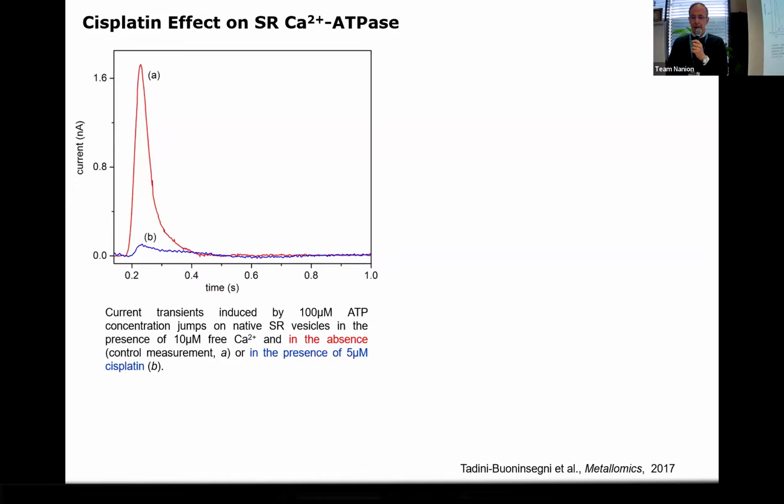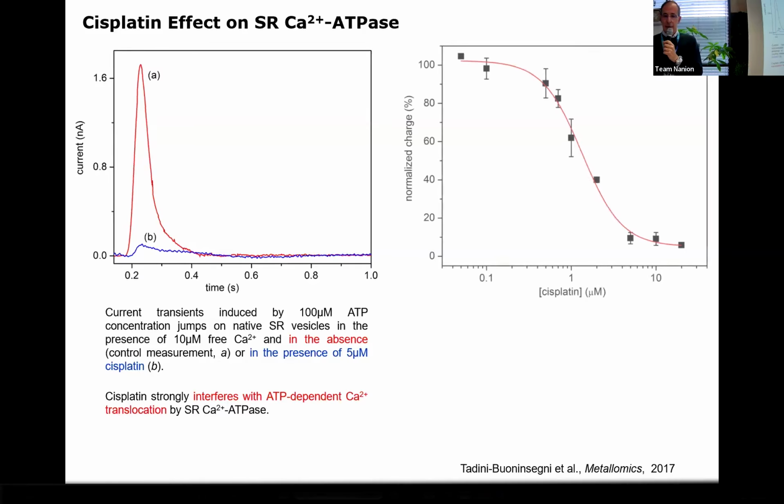And we found that 5 micromolar cisplatin almost completely suppresses the ATP-induced current signal, thereby indicating that cisplatin strongly interferes with ATP-dependent calcium translocation by the sarcoplasmic ATPase.